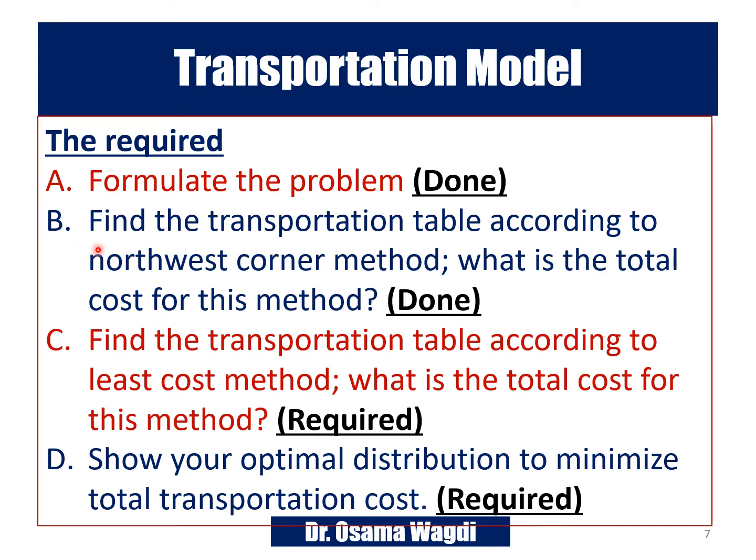In the previous video, we explained the first 2 requirements, the formulation of the problem and how to solve the transportation model according to the northwest corner method. Today, in this video, we are going to explain the second 2 requirements, which is solving the transportation model according to the least cost method and figuring out its optimal distribution. Okay. A very little note: the optimal distribution, we only do it for this method, this cost. We don't do it for northwest. Okay.